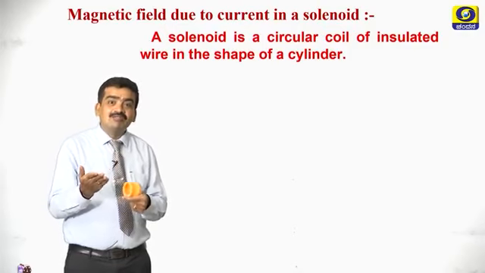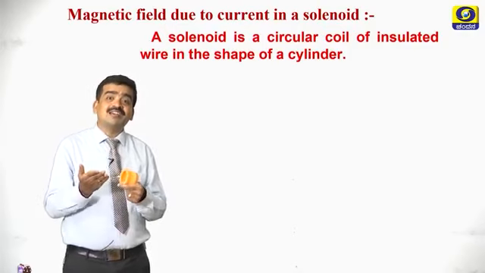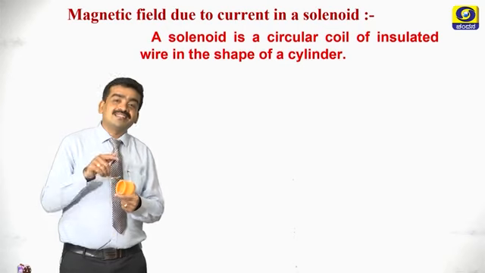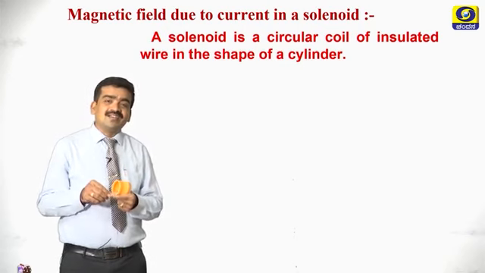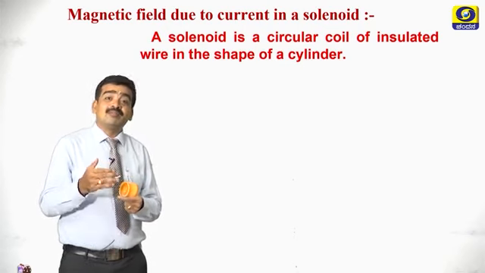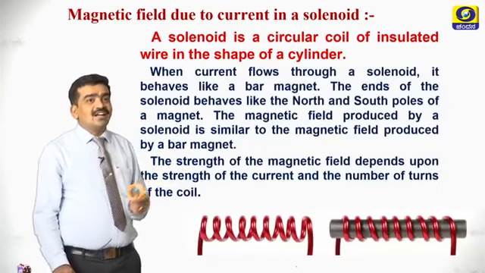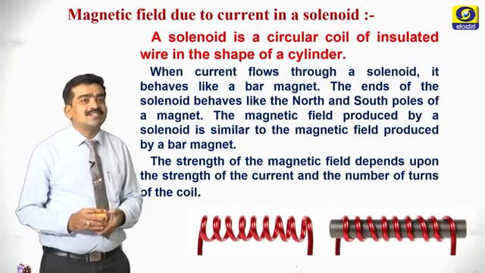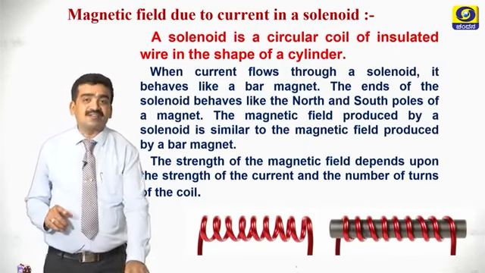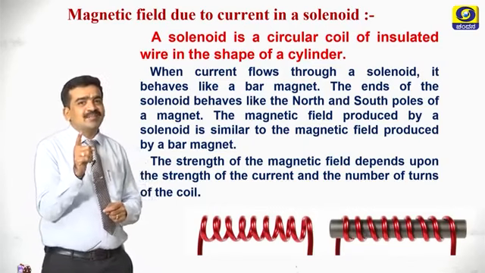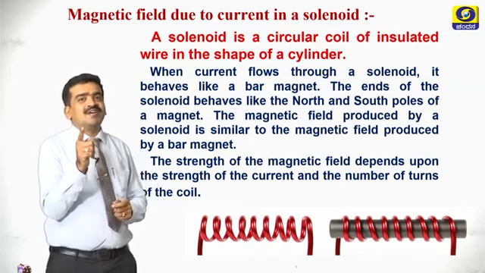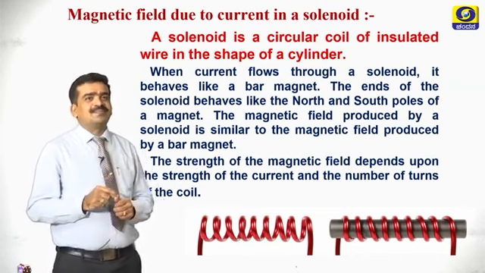Then how will the magnetic field around a solenoid be? Are there concentric circles? Is it going to behave like a bar magnet? Yes, let's see. When current flows through a solenoid, it behaves like a bar magnet. The first important thing you have to notice: a solenoid behaves like a magnet when we pass current.